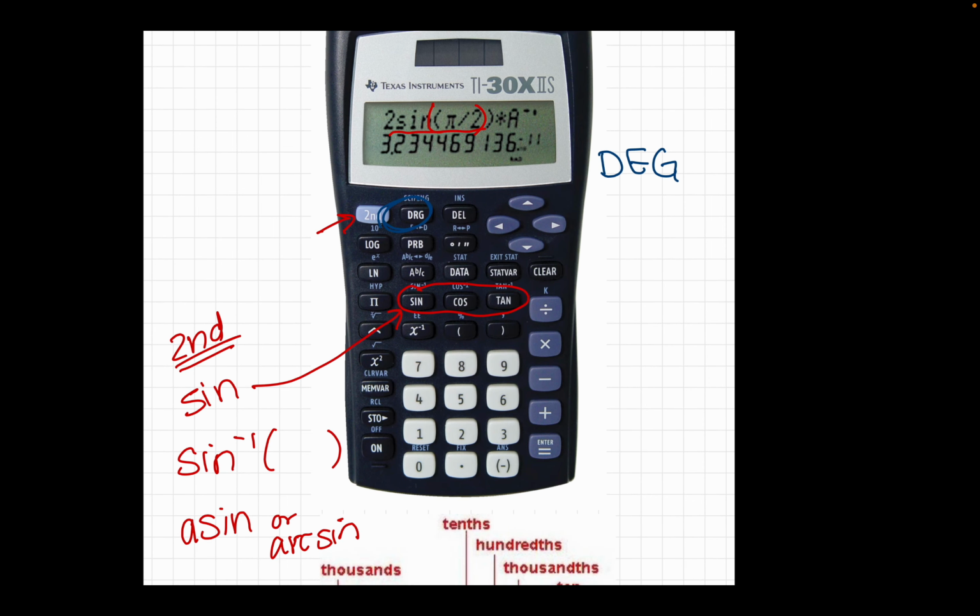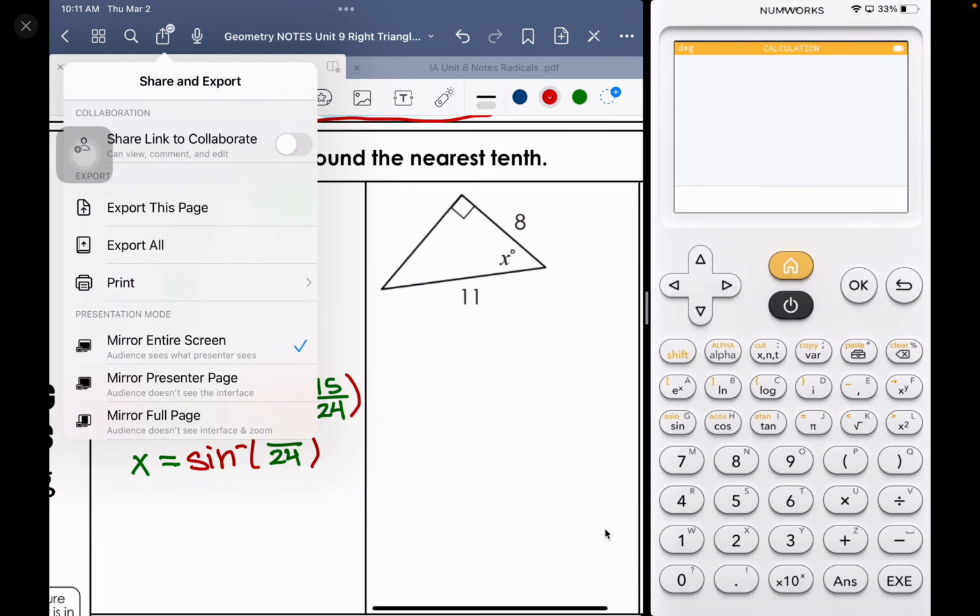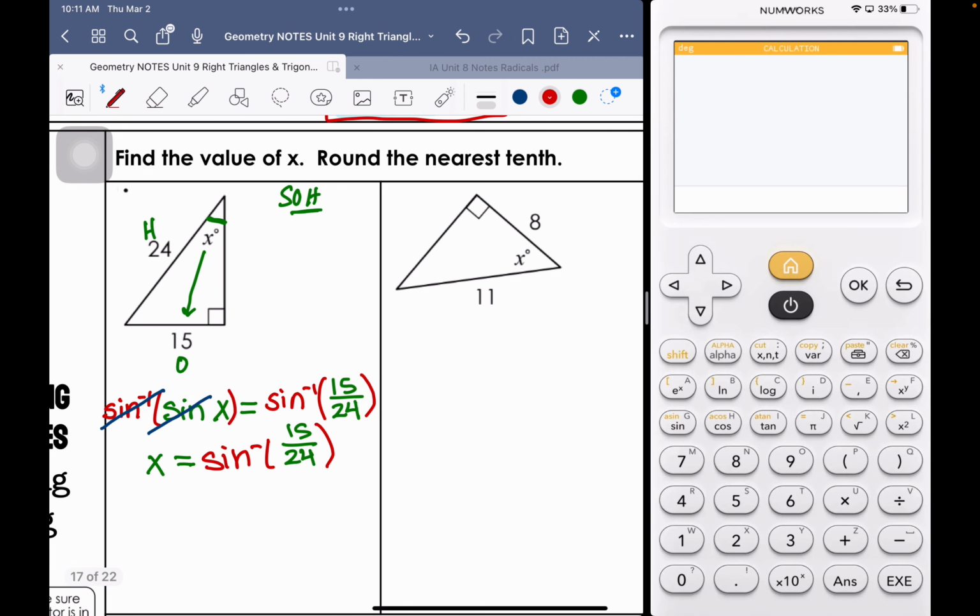So on my problem, let me show you my screen. So here is my calculator up here. I'm in degree mode, and on mine, see how it has the a sign? So that's sine inverse. So what you're going to do is hit shift, then hit sine. So mine comes up arc sine, that's inverse sine, and then I'm going to do my fraction, and that gets me my angle measure. So x is equal to 38.7, because remember we're rounding to the nearest tenth.